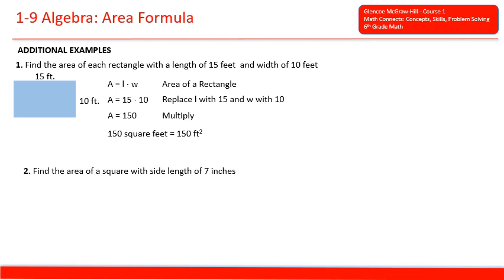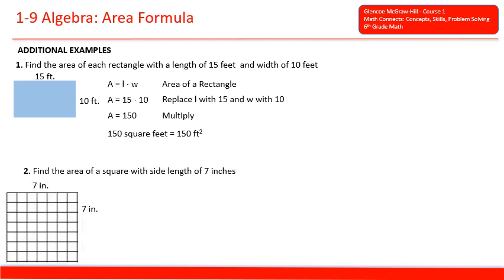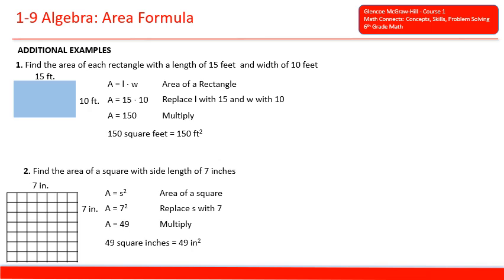Number 2, find the area of a square with a side length of 7 inches. We have 7 inches by 7 inches. Area equals S squared, or side squared. We plug in the 7 for S. We multiply that, 7 times 7 is 49. The answer is 49 square inches.